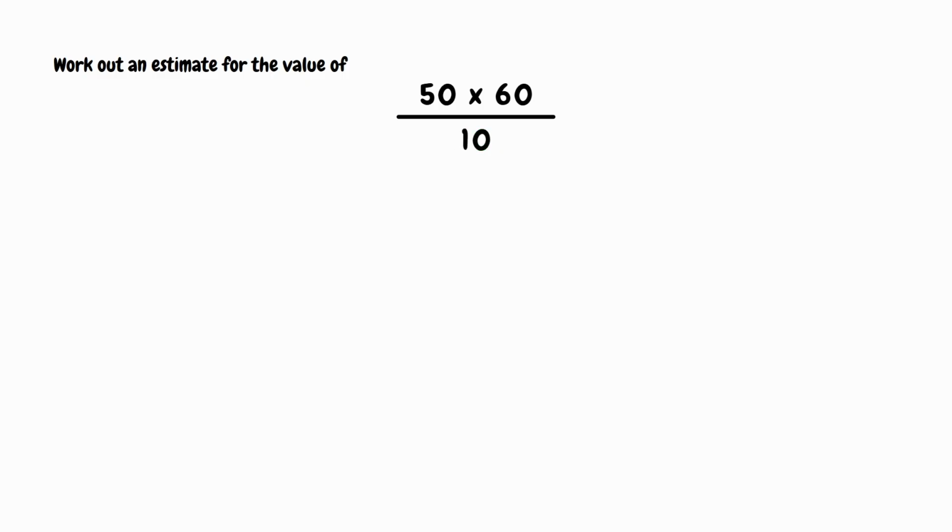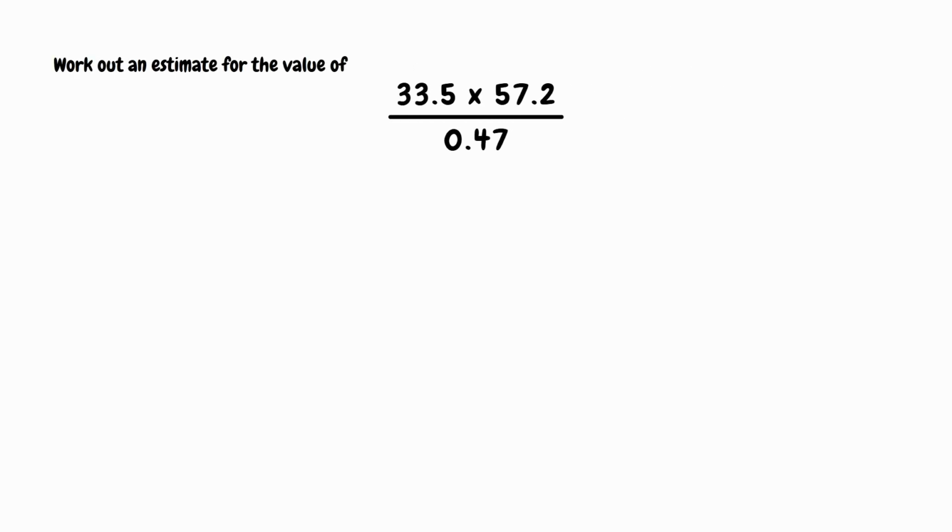So we now have a much easier calculation. Starting with the numerator, we have 50 multiplied by 60, which gives us 3,000. We then have to do 3,000 divided by 10, which is 300. So our estimated value for this question would just be 300. Okay, so let's have a look at another question.